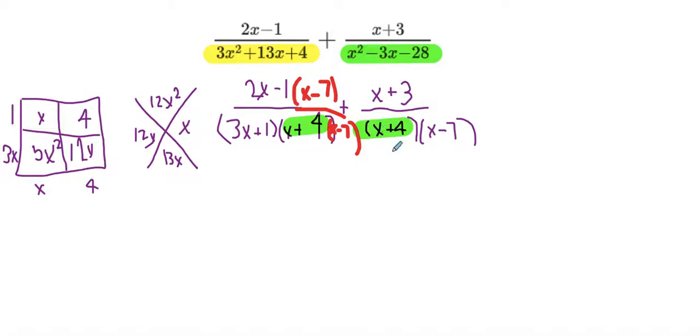This fraction, I have x plus 4 times x minus 7. The piece I am missing is 3x plus 1. So I'm going to multiply my numerator and my denominator by 3x plus 1 over 3x plus 1.